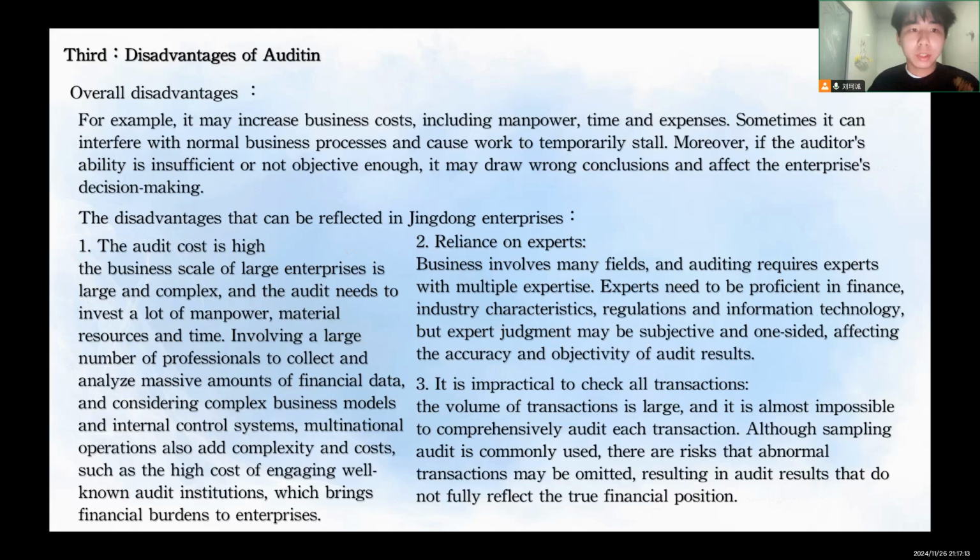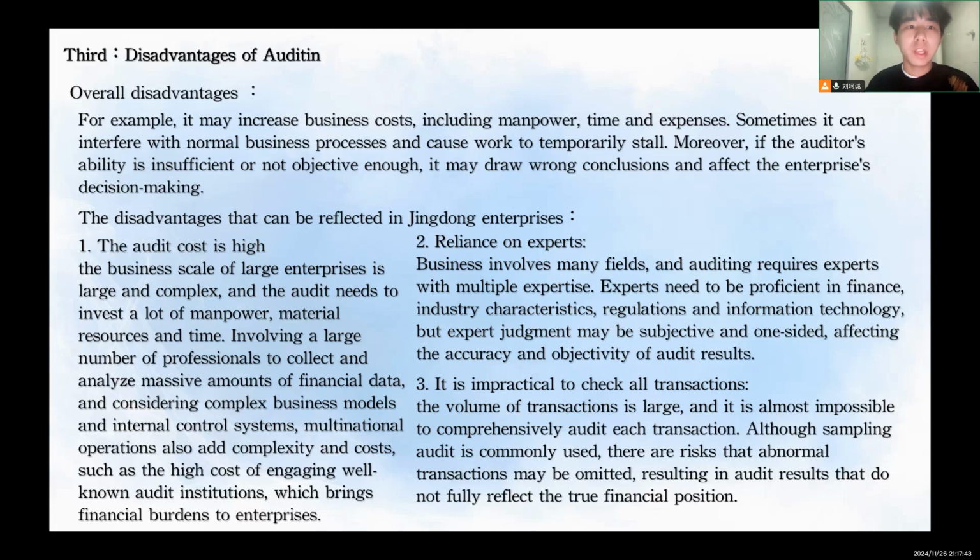Large enterprises are large and complex. Audit requires a lot of manpower, material resources, and time, involving a large number of experts to collect and analyze massive amounts of financial data, complex business models, and internal connected systems, and the multinational operations add complexity and cost.